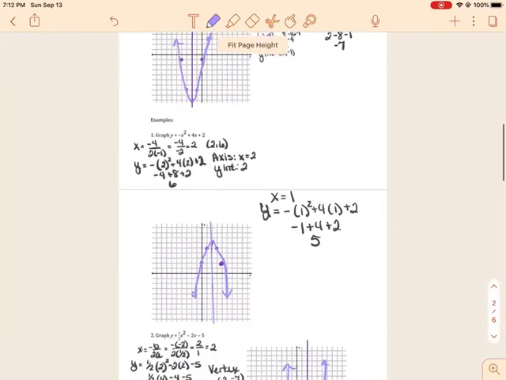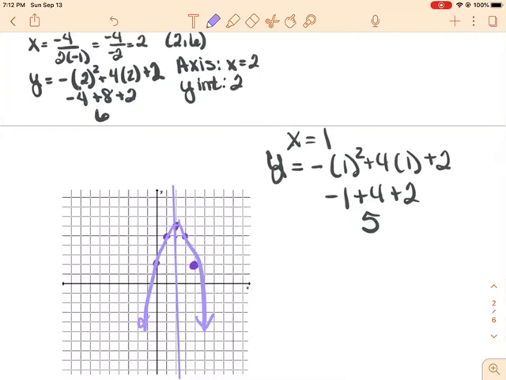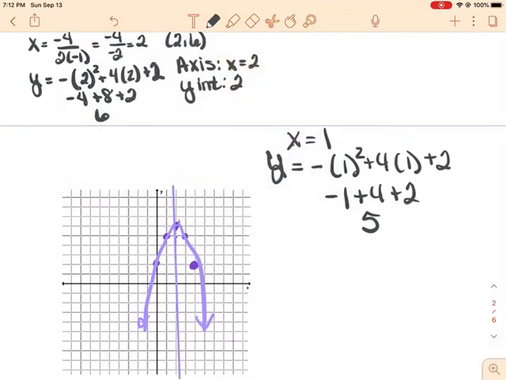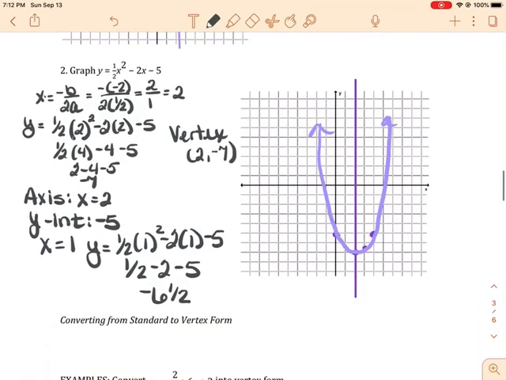All right, so there's another one here for you to pause the video and try. So why don't you go ahead and do that. All right, let's see how you did. So here's what I came up with. So hopefully that is what you got.